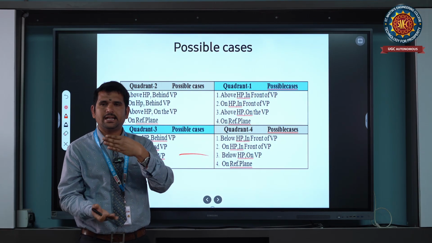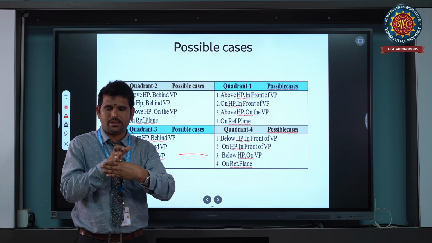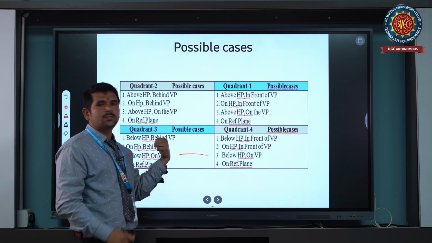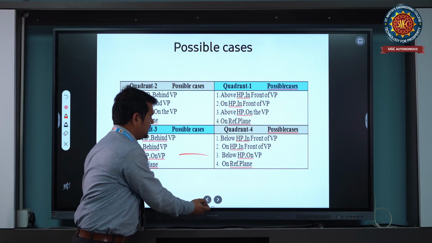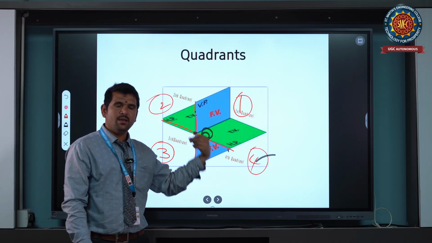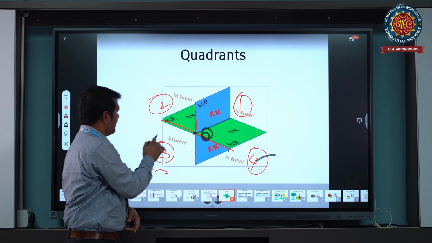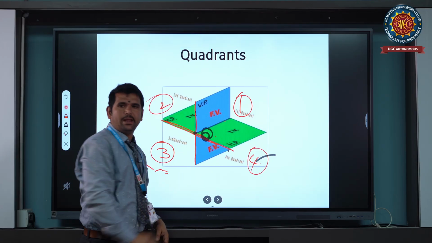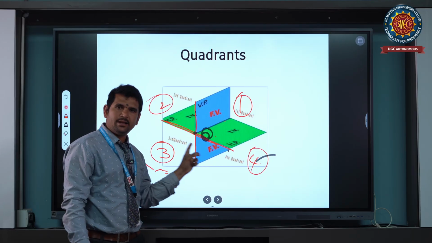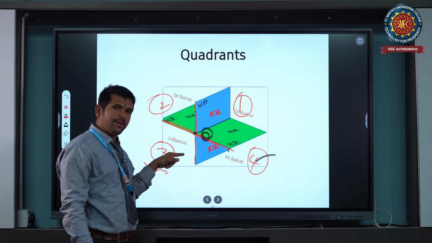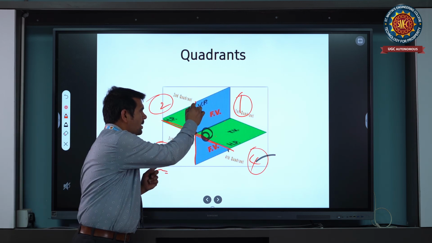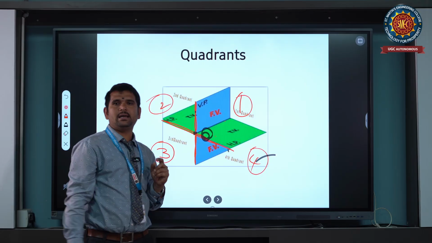Now the downside of the horizontal plane we are coming to. So now, below HP, behind VP. See how: below HP, behind VP. This is a horizontal plane. Now below the HP, behind the VP. This is a vertical plane.